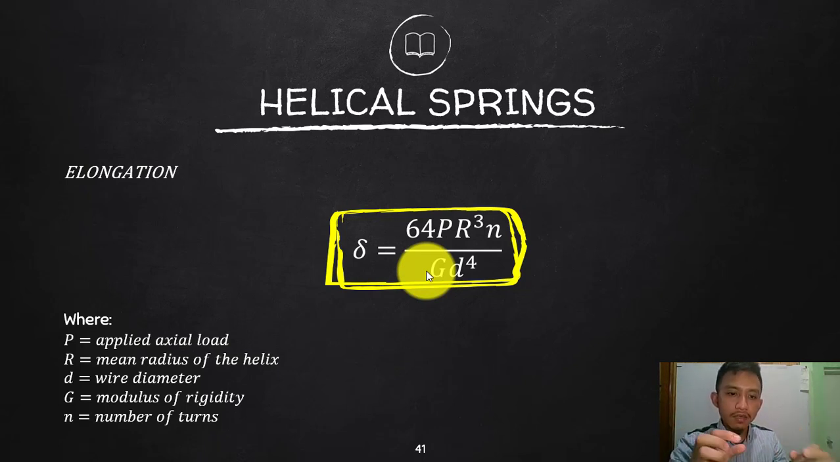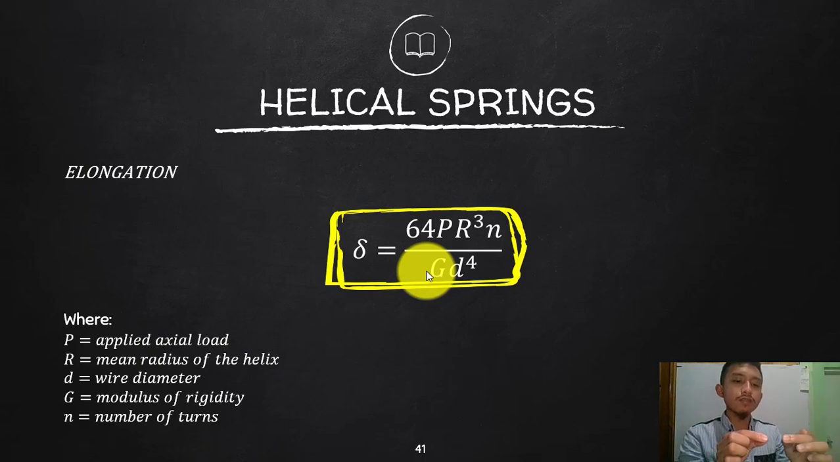So the number of turns. We are referring here to the number of turns and then the effect of that on the elongation. How much elongation? The bigger the number of turns, the longer your spring, and it is easier for that to elongate under a certain P load, isn't it? You can relate that to an actual scenario.